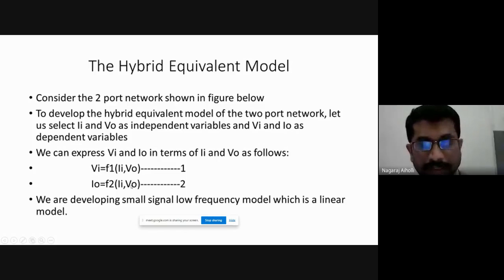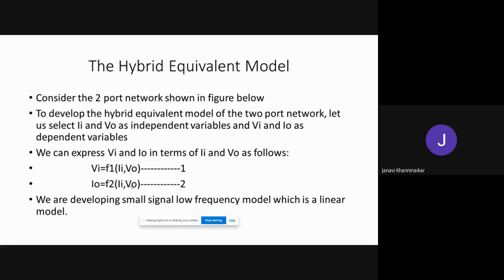Are you able to see the screen here? Screen is visible? Yes, sir. Okay.